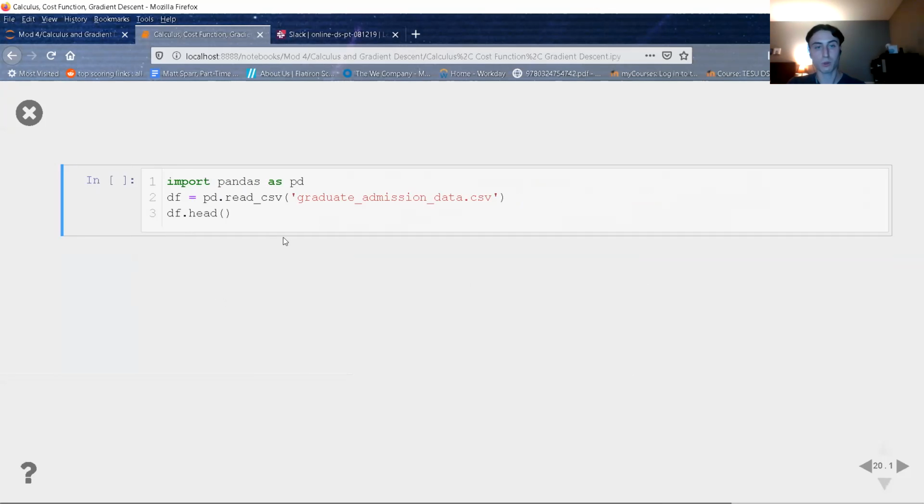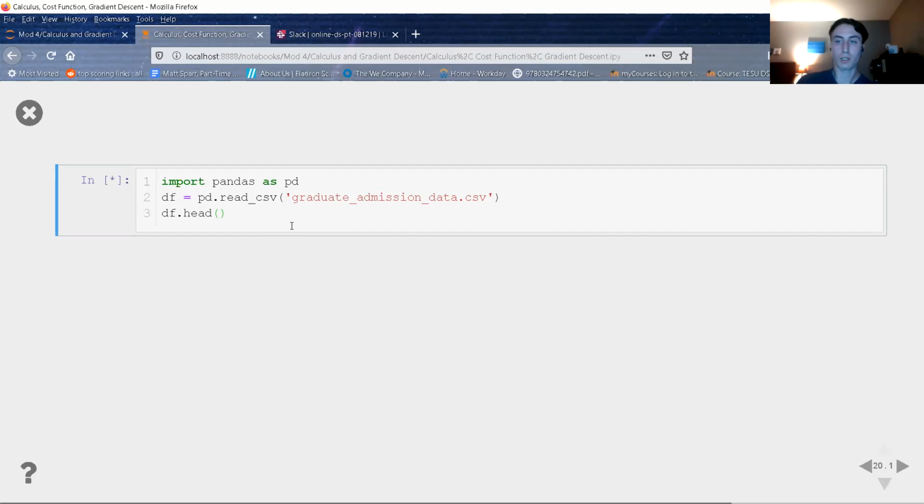So another example. So we're going to bring in the data set from Monday's class on graduate admission chance. Give it a second here to load.